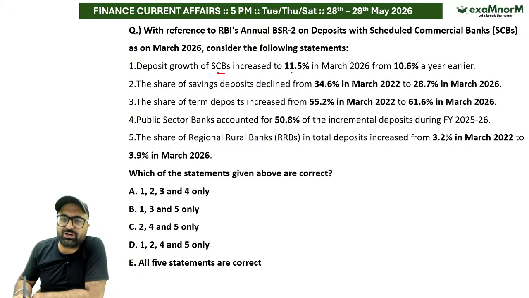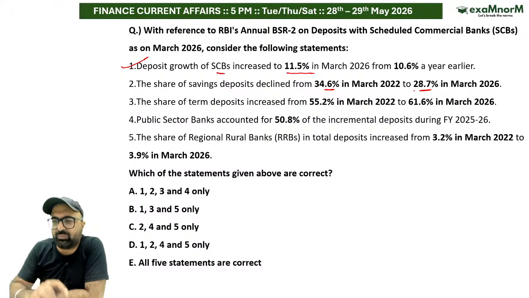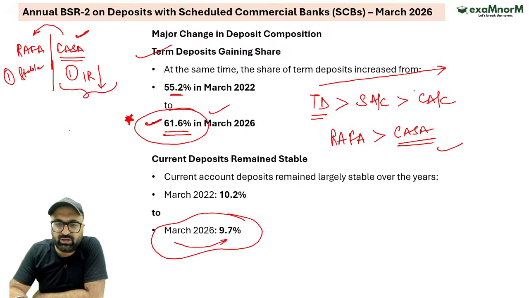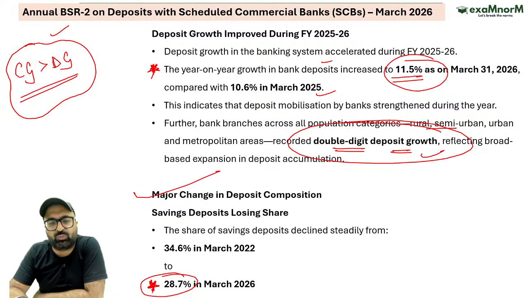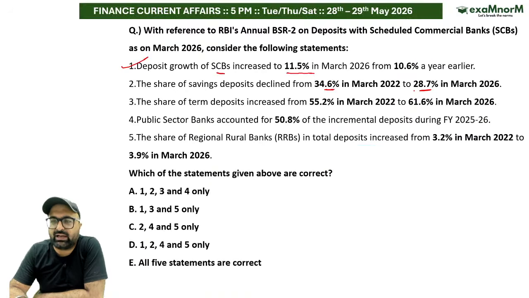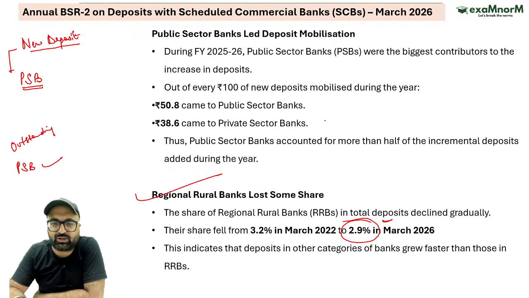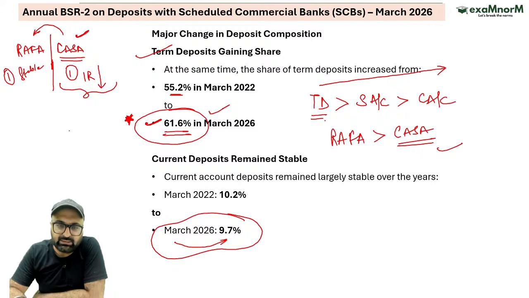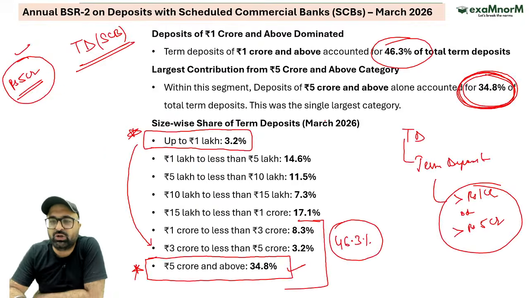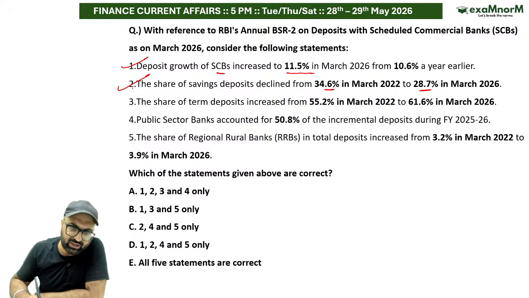Deposit growth of scheduled commercial banks increased to 11.5%. That is correct. The share of saving deposits declined from 34.6% to 28.7%. क्या ऐसा है देखो जरा. अगर मैं सेविंग अकाउंट्स की बात करूं 34.6% से कम होकर कितना हो गया सर. It has decreased to 28.7%. दैट इज करेक्ट. Share of term deposit increased from 55.2% to 61.6%. तो अगर मैं टर्म डिपॉजिट्स की बात करूं तो टर्म डिपॉजिट का जो शेयर है दैट इज इंक्रीज फ्रॉम 55.2 टू 61.6%. दिस इज करेक्ट.